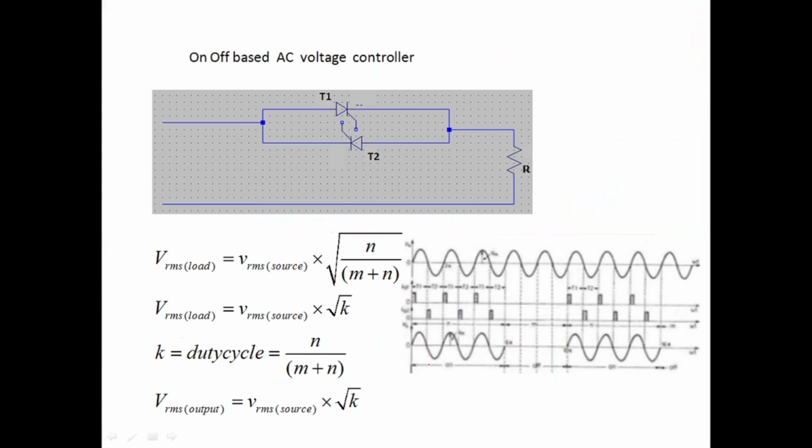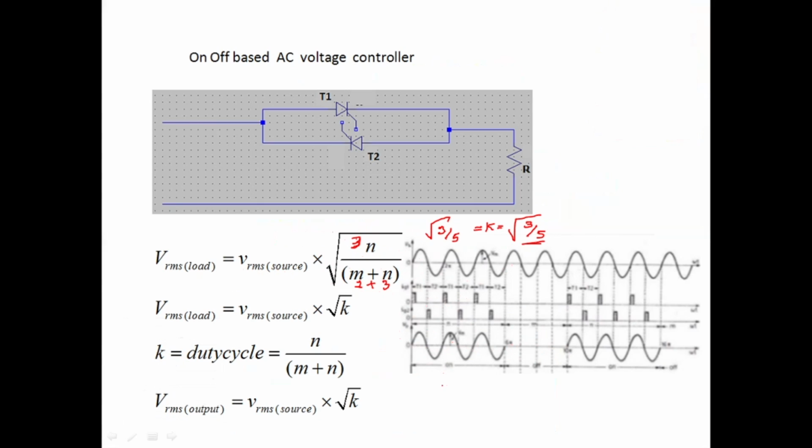In this picture, what is the value of n? n is 1, 2, 3, so n is 3, and m is 1, 2, so m is 2. So n is 3 and m is 2. Then n by m plus n is 3 by 5, so we get root of 3 by 5. What is the k value? The k value is nothing but 3 by 5 for this particular picture.